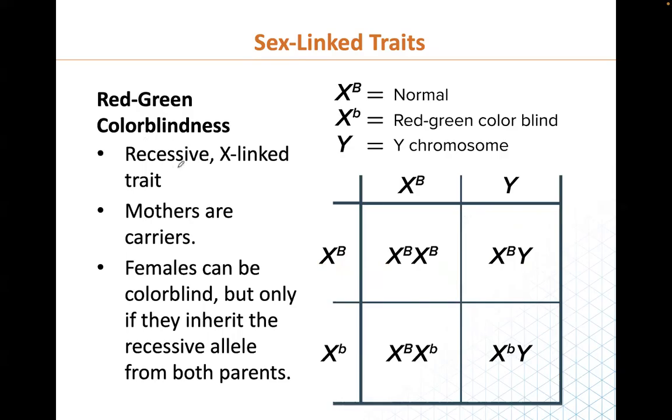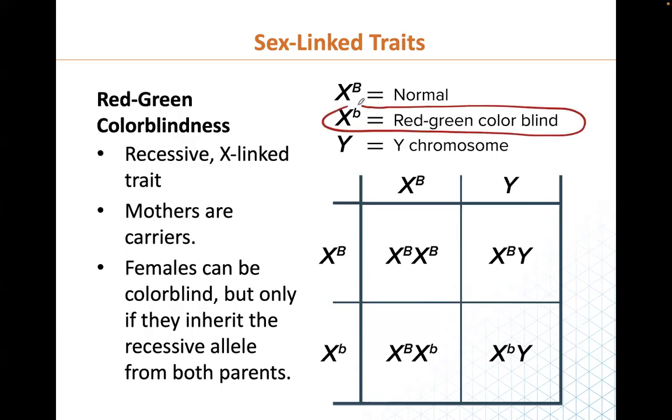Red-green color blindness is a good example. Now let's take a look at a good study about this. When a person is red-green blind, it is a recessive X-linked trait, and mothers are the carriers. Females can be colorblind only if they inherit the recessive allele from both parents. Most of the time, the allele responsible for colorblindness is a recessive allele.